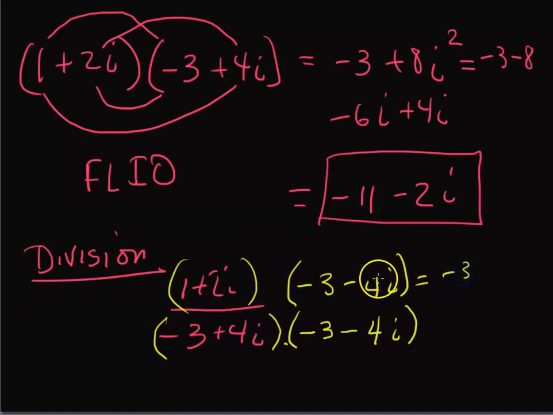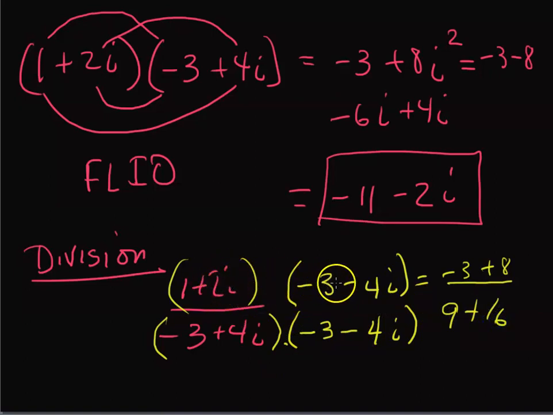2i times negative 4i is negative 8i squared, but that makes it a positive 8. Over, this is negative 3, that's positive 9. 4i times 4i, or negative 4 is negative 16i squared, so it's positive 16. Remember, we need to do the inner product and outer product too.